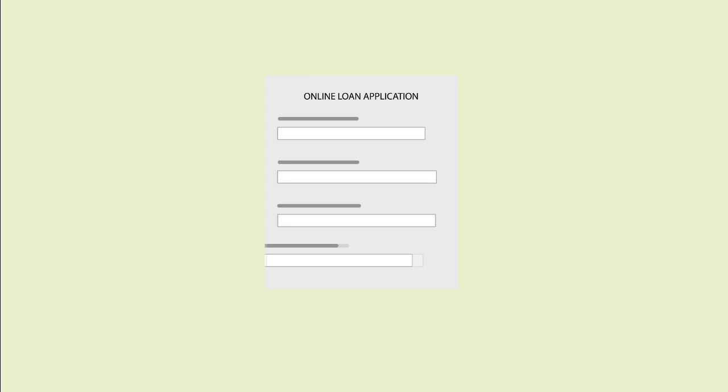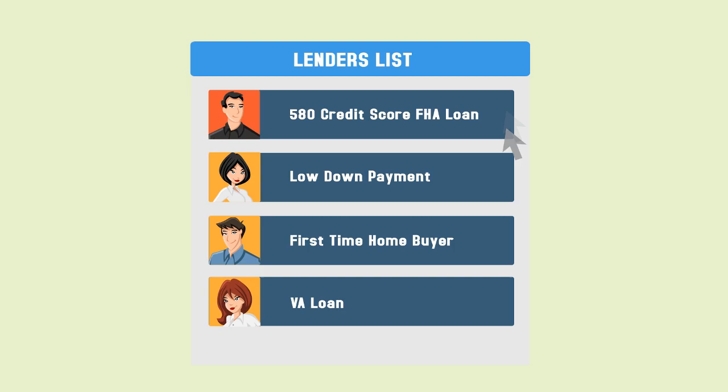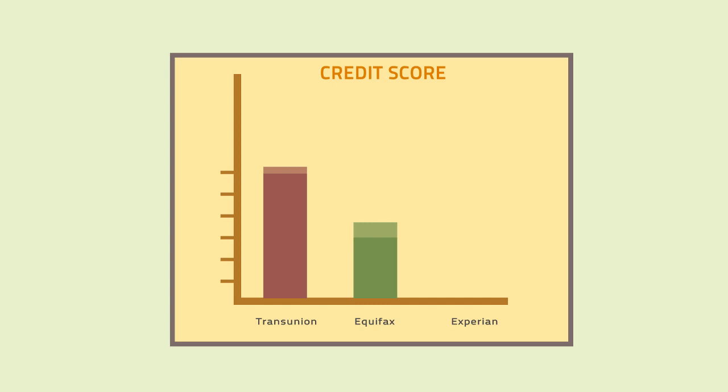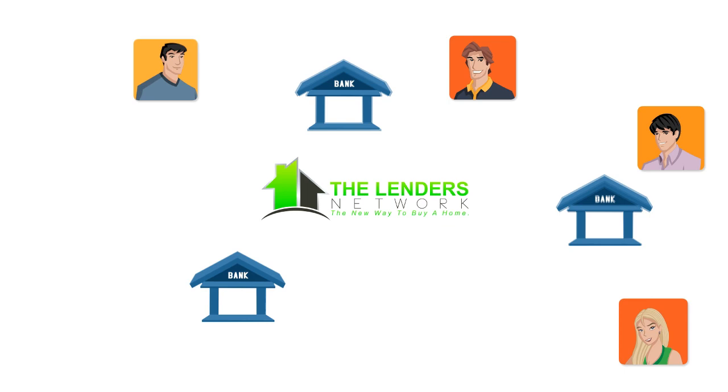When you enter your information on the secure online form, you'll be matched with a lender that has a loan product that meets your specific needs. FHA loans, VA loans, first-time buyers, refinance, conventional, and jumbo loans. Loans for borrowers with a 580 credit score are possible with some loan products. The Lenders Network is partnered with lenders that offer a wide variety of loan products.